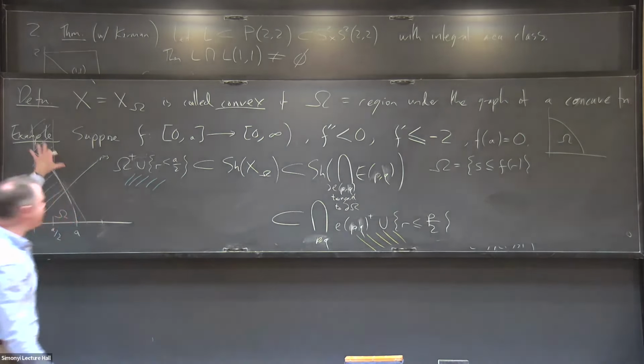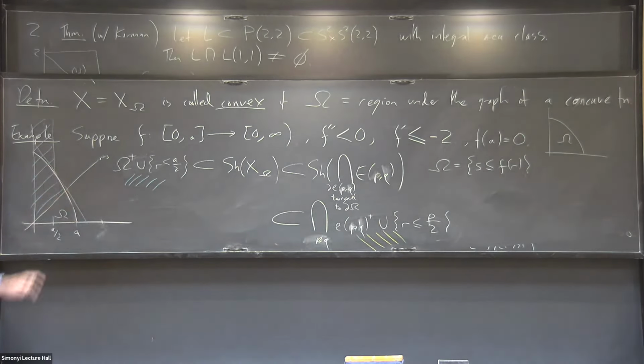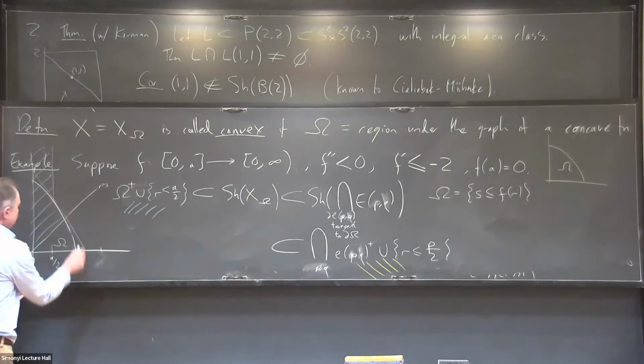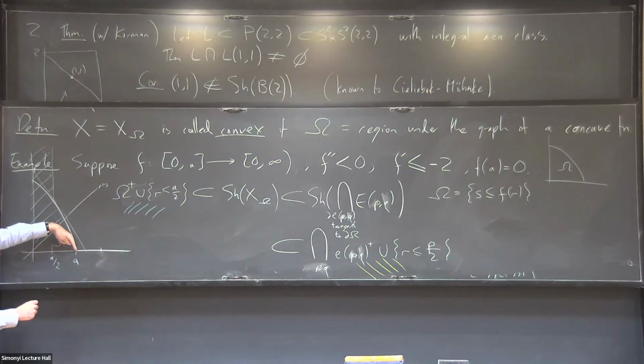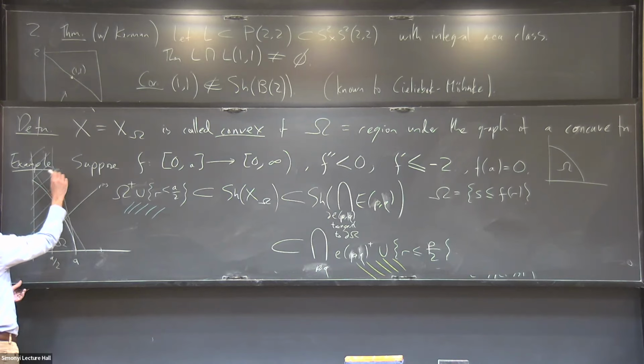Well, for sure it's bigger than this stuff, right? But it turns out, fortunately, it's not exactly the same. If you draw the tangent line at A and then draw it up, eventually it's going to hit this strip at some point. So there's a point there.